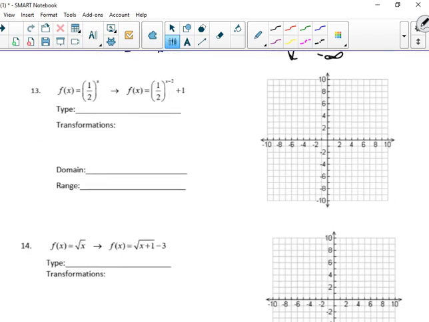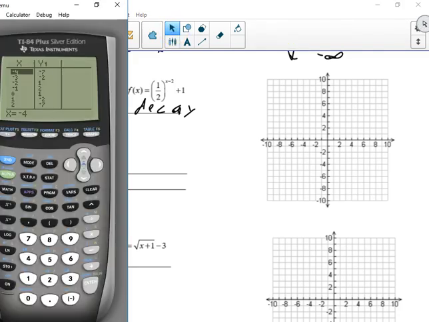All right, 1/2 to the x. That is exponential. But since it's 1/2, it's actually decay. So let's give us some nice numbers here. 1/2 to the x. So y equals, clear it out. I use 0.5 to the x. There's my decay. It's never going to hit 0, is it?